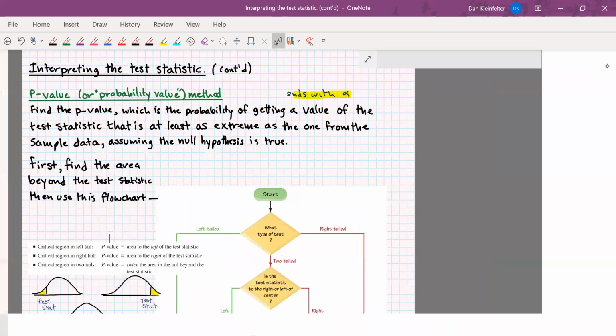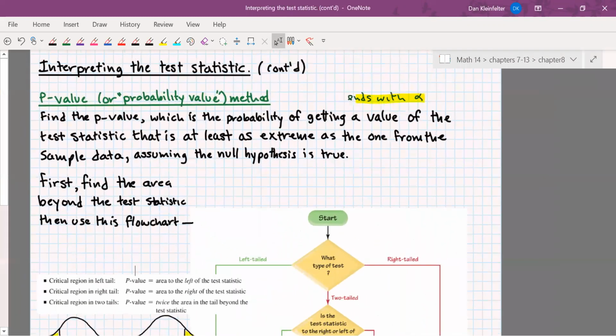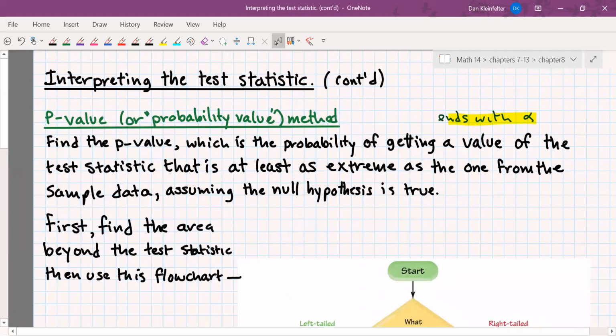The second method, called the p-value or probability value method. The big difference between this and the critical value method is that this one is going to end with alpha, rather than starting with alpha. So what we'll do is we find the p-value, which is the probability of getting a value of the test statistic that is at least as extreme as the one from the sample data, assuming the null hypothesis is true.